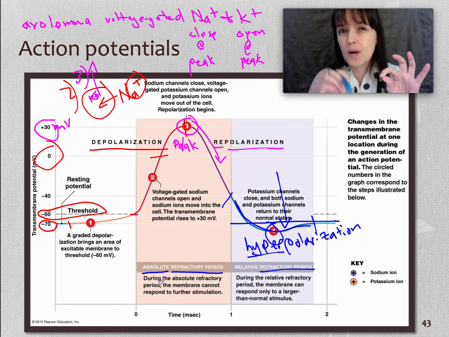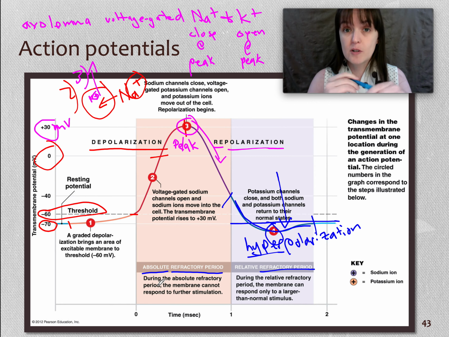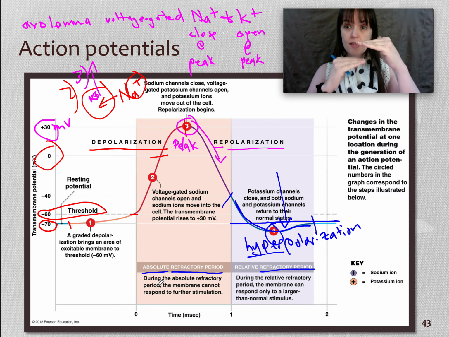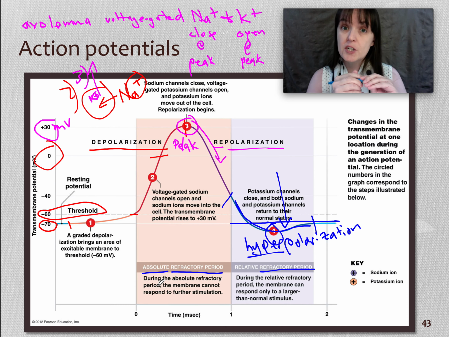But what if you owe $80? Then you're 20 from 60. So you have to pay $20 off to be able to buy more clothes. So you're just that much further from your goal. So you can still do it, but it's harder. Okay, so that's what hyperpolarization is during the relative refractory period.